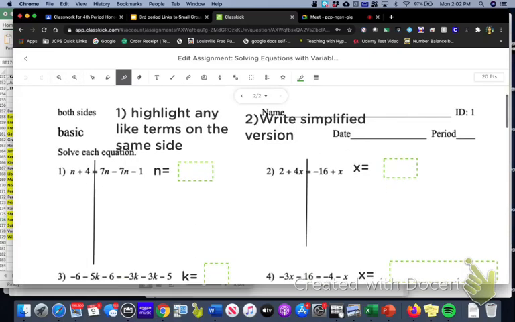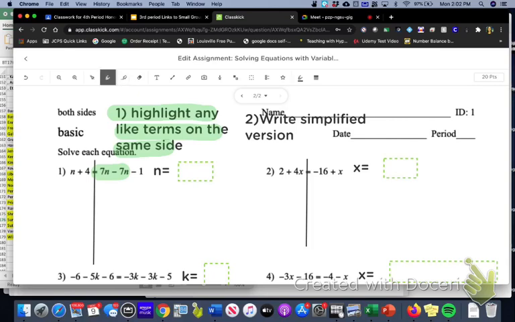So I have 2 pieces of directions. One is to highlight any like terms that we happen to have on the same side. So I'm going to look at number 1. And I see that here I have no like terms on the left-hand side of that equal sign. But on the right-hand side, I do, don't I? I have a 7n minus 7n.